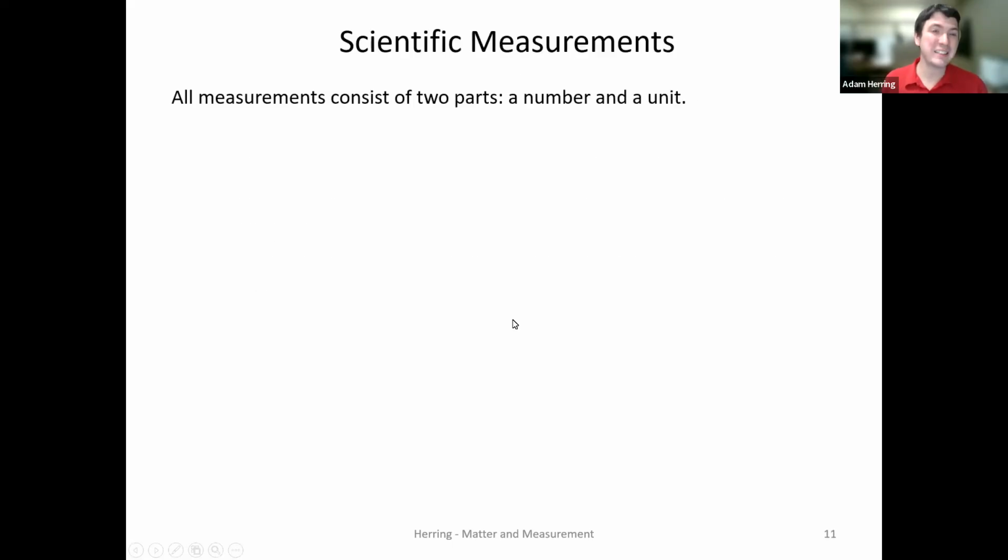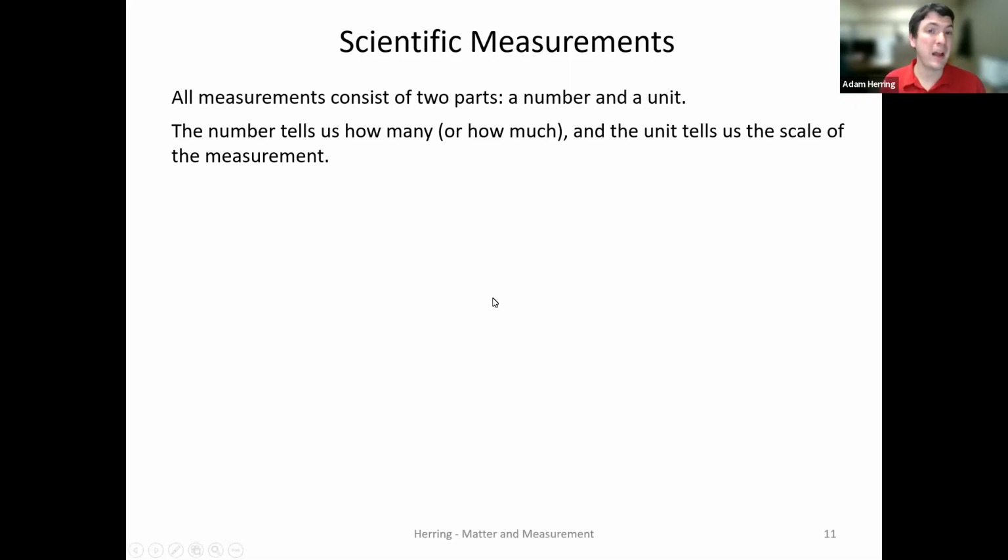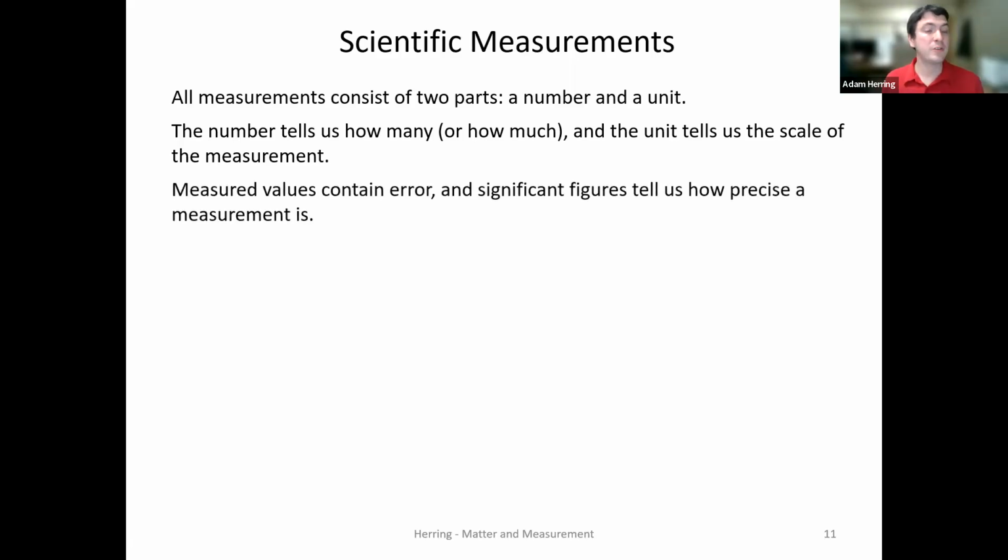So a measurement consists of two parts. There's the number and there's the unit that accompanies that number. For example, you might measure on a scale a mass reported in grams, and you might get 10 grams. The number is 10, the unit is grams. The number tells us how many or how much of that substance, and the unit tells us the scale of the measurement. Measured values, however, contain error.